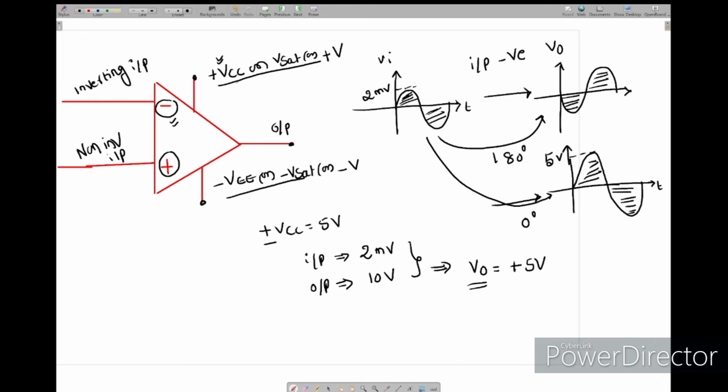The maximum output voltage we will get at the output of the operational amplifier is plus VCC in the positive case, and minus VCC or minus V saturation in the negative case. This is the importance of these two biasing power supplies, and the output will be taken at this pin. This is the 5-pin configuration of the ideal op-amp circuit.